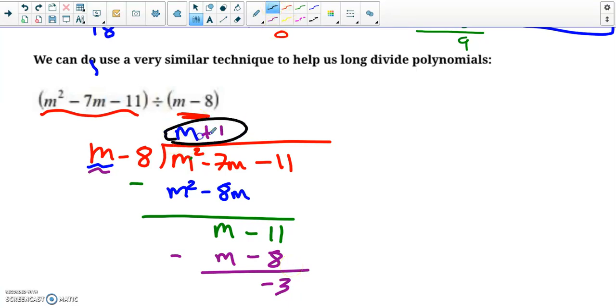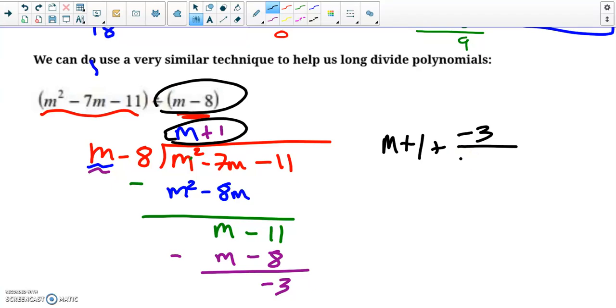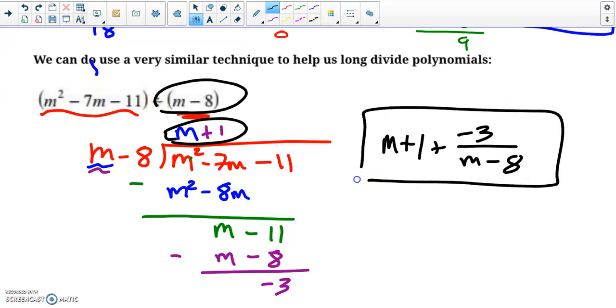Our answer is m plus 1 with a remainder of negative 3, and let's write it in the mixed number way. So we're going to write plus, we have a negative 3, and the thing we were dividing by was m minus 8. So you can put your remainder, remember, over whatever you're dividing by. And that is your final answer.